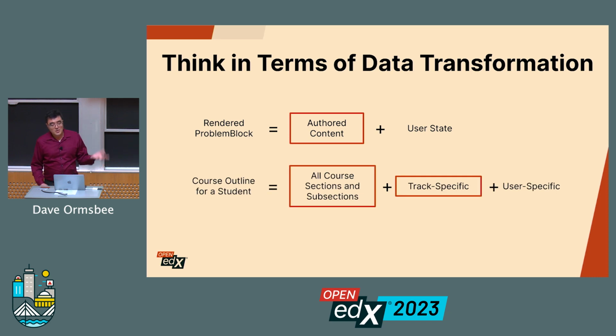When you think about the course outline for a given student, we take all courses, sections, and subsections, the raw content, and that's shared across all users of the platform. And then maybe there is a set of track-specific data, and that is another element. Those things can be cached. Whatever we can share across those users in stages. When you start to divide up your data like this, it makes it much easier to apply caching methods.